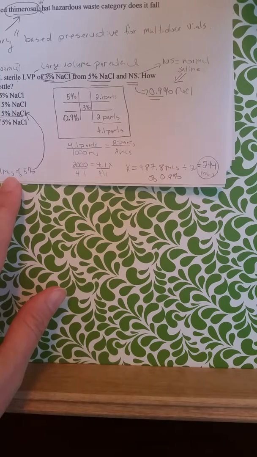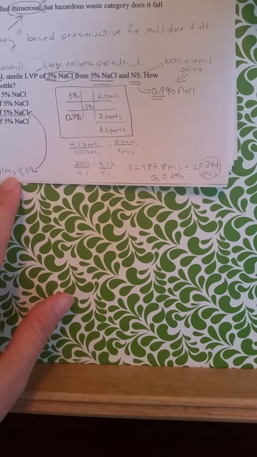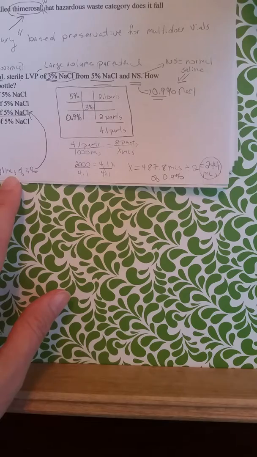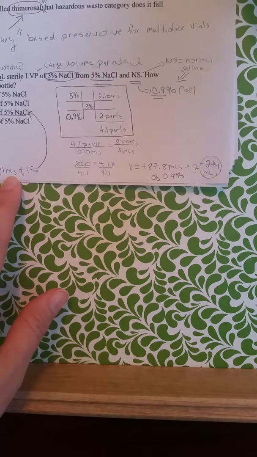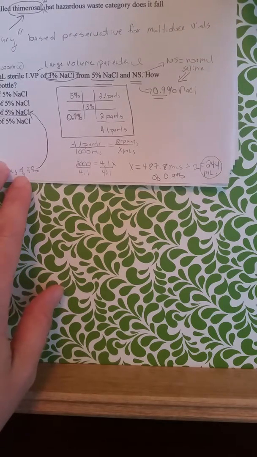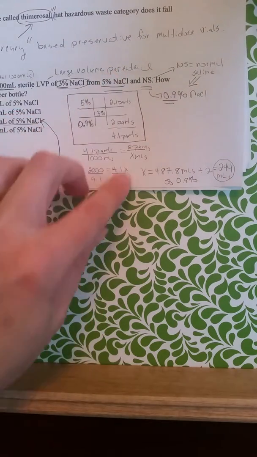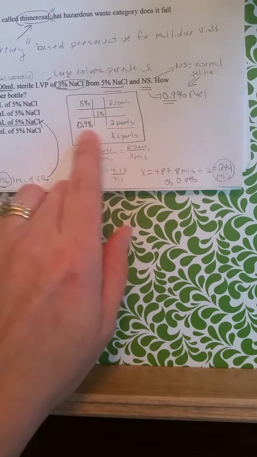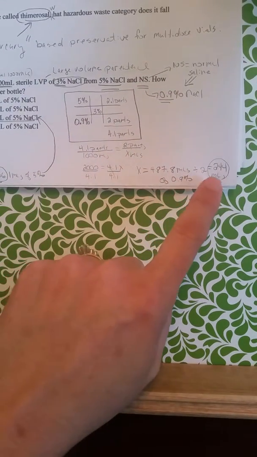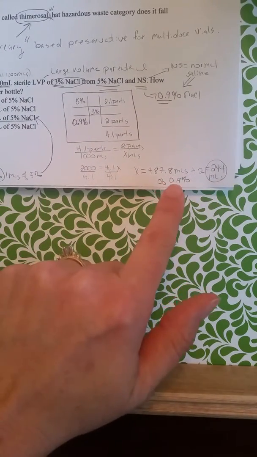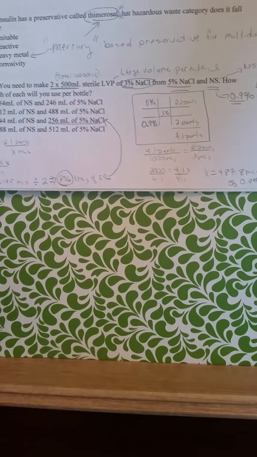And then we are going to have two 500 ml bags, so we're going to divide that by 2 to find out how much is in each one. So 244 mLs of the sodium chloride. So remember, 2 parts here goes with that one. So the 0.9% is 244.